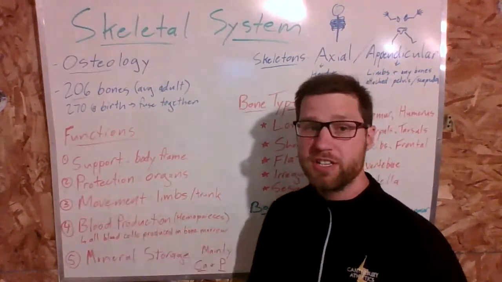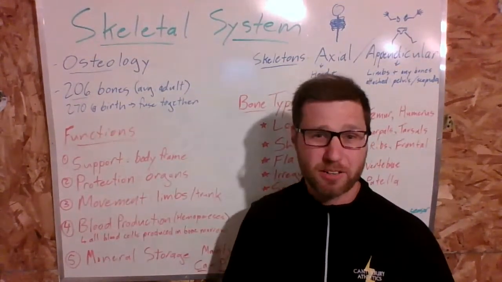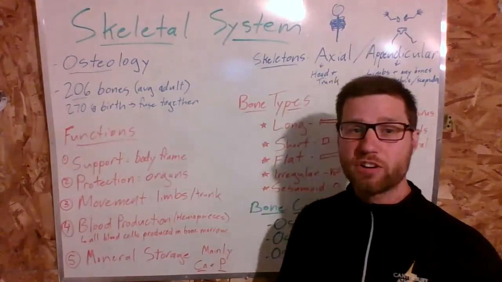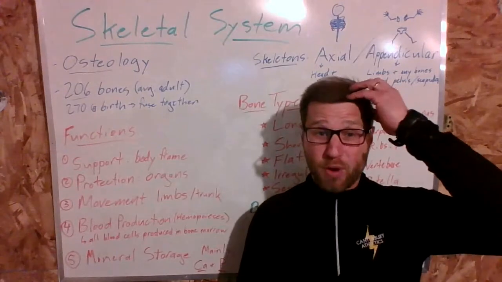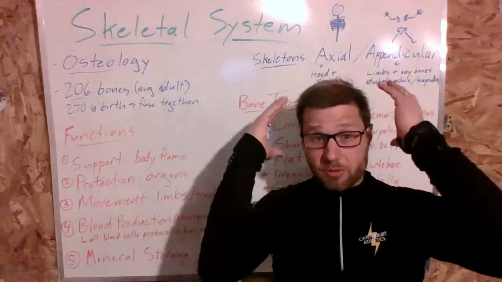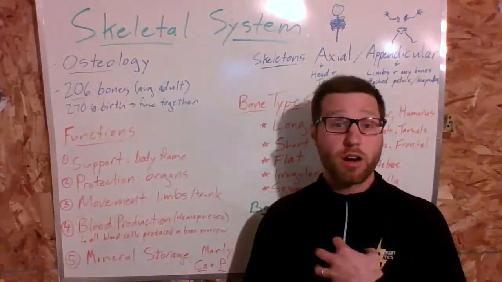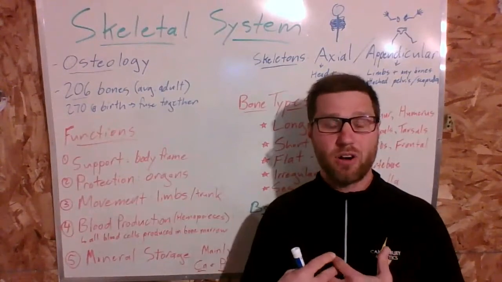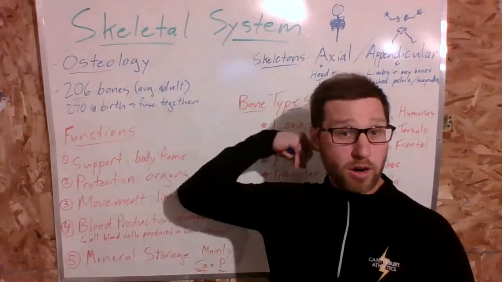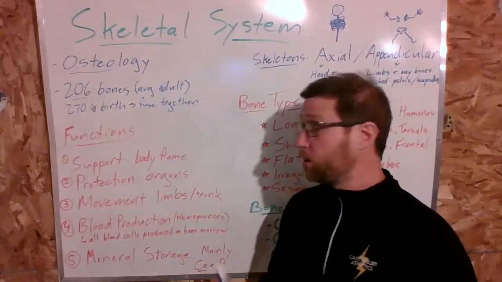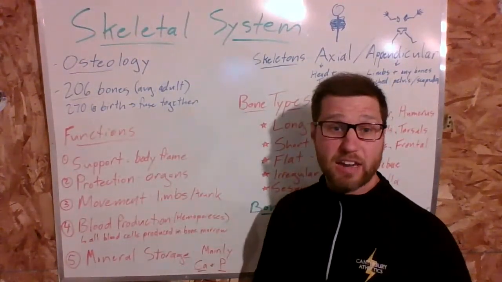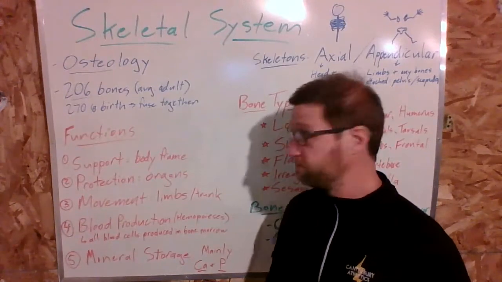Number 2 function of the skeletal system is protection. You can think about your vital organs and what surrounds them. Well, bone. Think of your brain and your skull surrounding your brain, or your heart and your rib cage surrounding your heart, or your spinal cord surrounded by all of your vertebrae. So protection is big, and it's really protecting those vital organs.